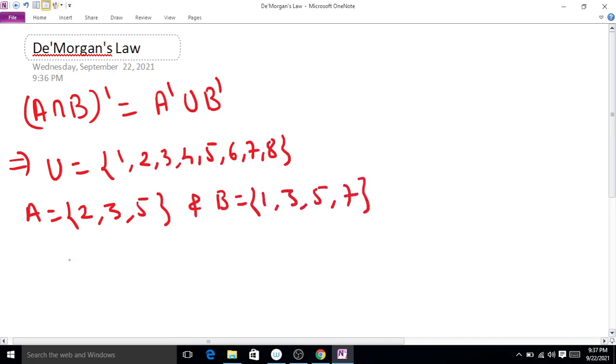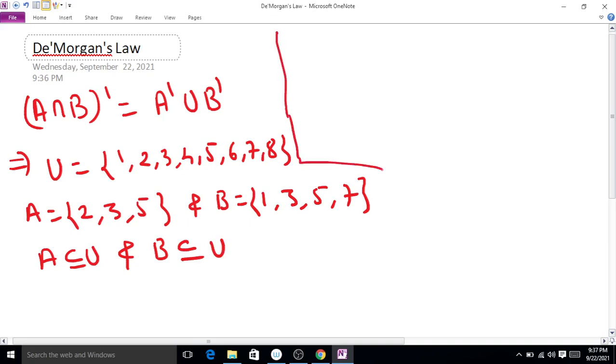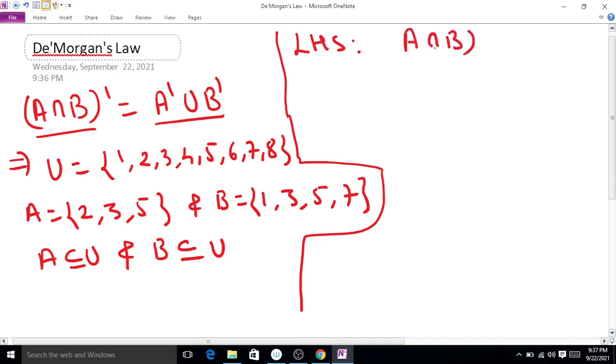Now here set A is a subset of set U and B is also a subset of set U. Now we want to verify De Morgan's law: (A intersection B) complement is equal to A complement union B complement. So first we want to determine the left hand side, (A intersection B) complement.